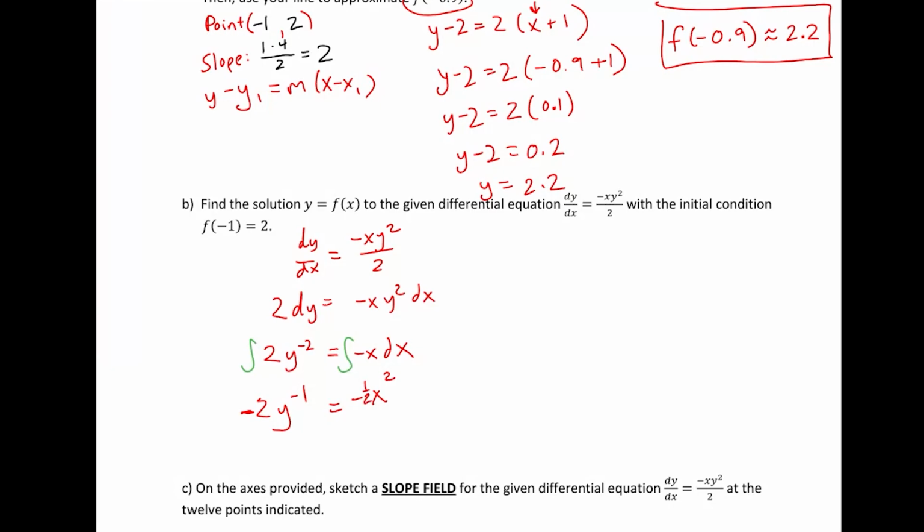Now, both of these should have a plus c, but we're going to get to it. We're at a point now where we can just move past that and combine those c's right away.